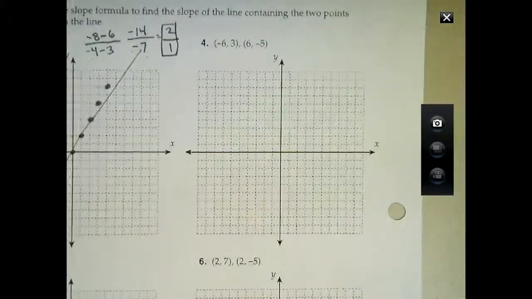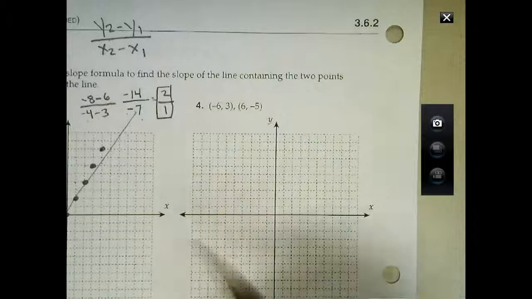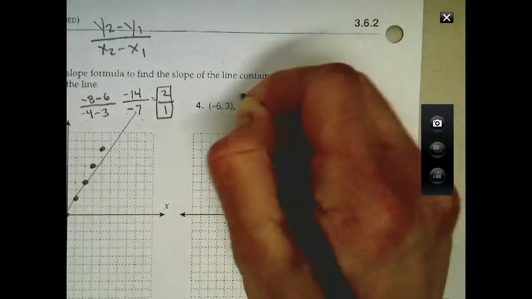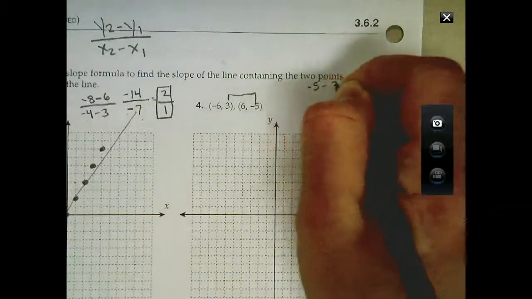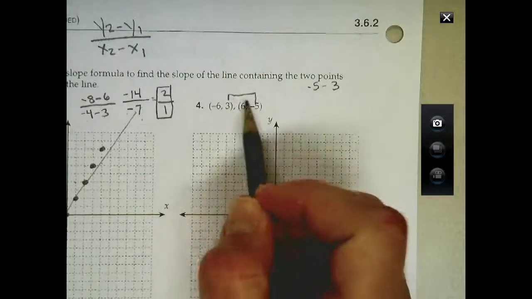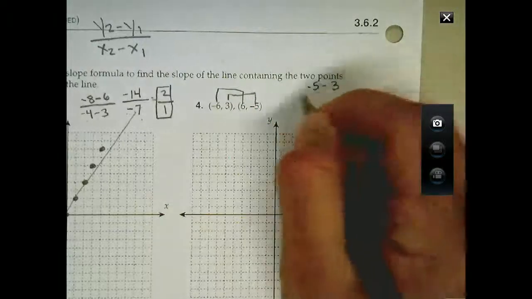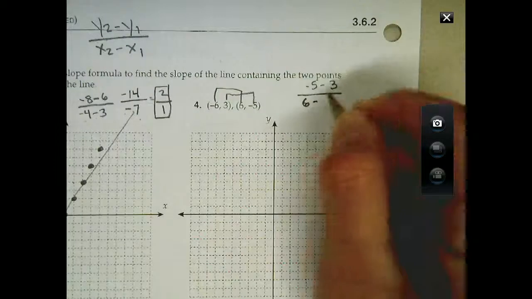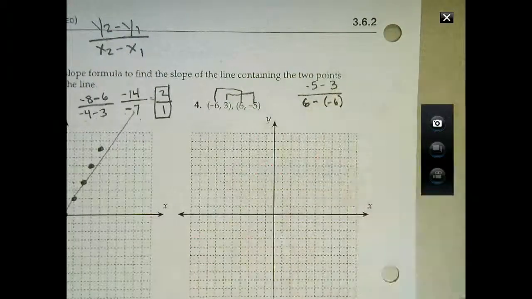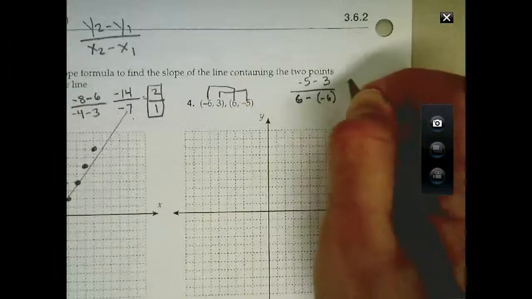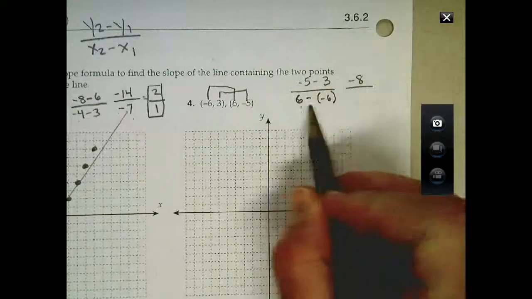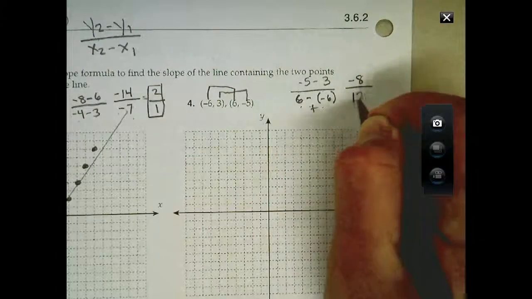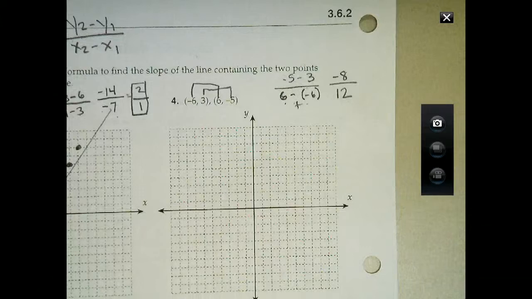Alright, the second one is one we worked in class. Again, I want to remember my formula. All I want to do is plug things in. So in this case, I have negative 5 minus 3, y2 minus y1, over x2 minus x1. x2 was 6. Then you have minus, then I have negative 6. Well, negative 5 minus 3 is negative 8 over 6 minus a negative, 2 negatives makes a positive. So it's going to be 6 plus 6, and you have negative 8 over 12.